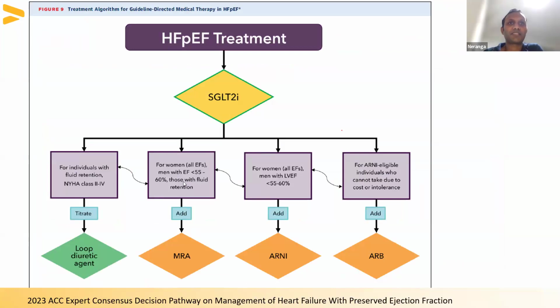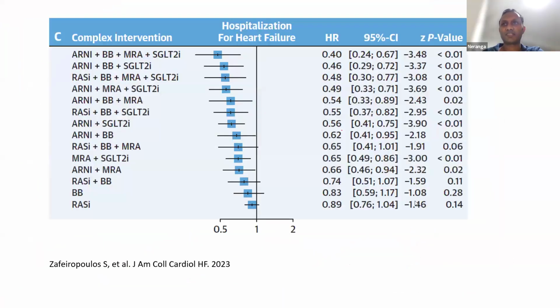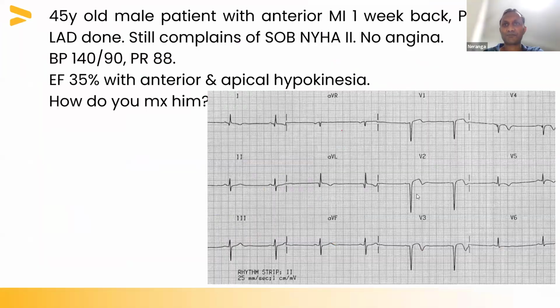If LVEF is less than 55 and the patient is female, you can add an MRA, spironolactone or eplerenone. And for a patient with LVEF of 55 to 60, you can consider ARNI also. If not intolerant to ACE inhibitor, ARNI, you can start an ARB. Okay, these are the things, but when we go to the cases we discussed before.